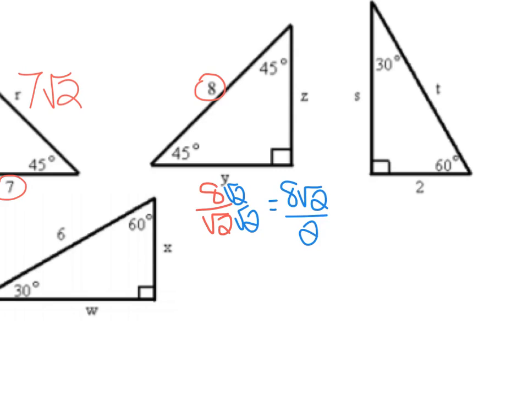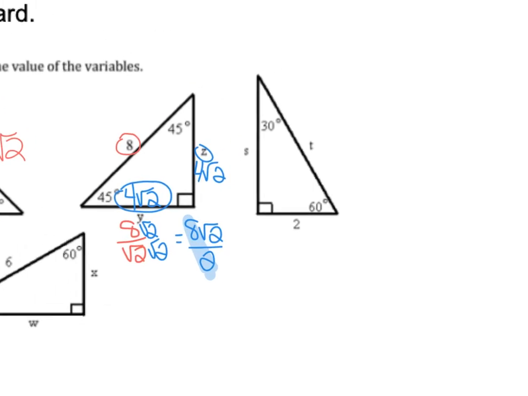And since 8 and 2 are both outside of the radical, we can call that 4 times the square root of 2. So the length of y here is 4 times the square root of 2, and the other leg is also the same, also going to be 4 times the square root of 2.